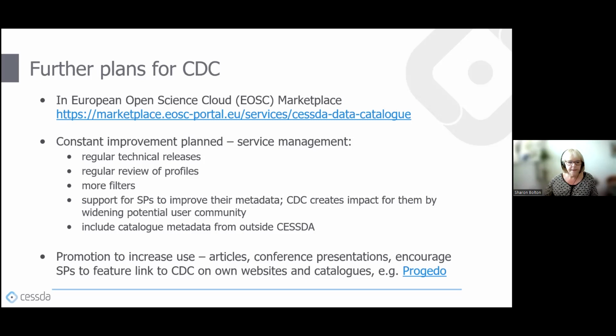In the meantime, the CDC team are undergoing a programme of promotion to increase use. There'll be articles, conference presentations, and also encouraging service providers to feature a link to the CDC on their own websites and in their own catalogues as well. For example, Progredo, an organisation in France, have a link back to the CESSDA Data Catalogue on their website, and we feel this route also helps route many of their users into CDC if they wish to explore a bit further.